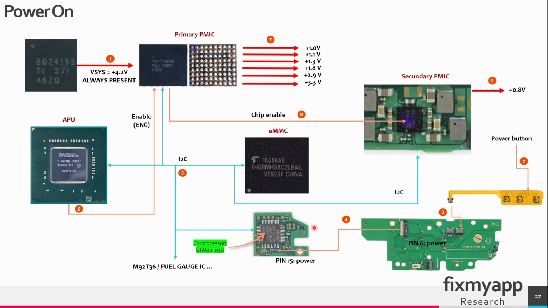In the Nintendo Switch Lite, it uses a coprocessor, but in the Nintendo Switch and Switch version 1 and 2, this power on signal is generated in a different way. But eventually it will go to the APU, and the APU has to generate an enable 0 signal to the primary power management IC. And this is how the power on section works.